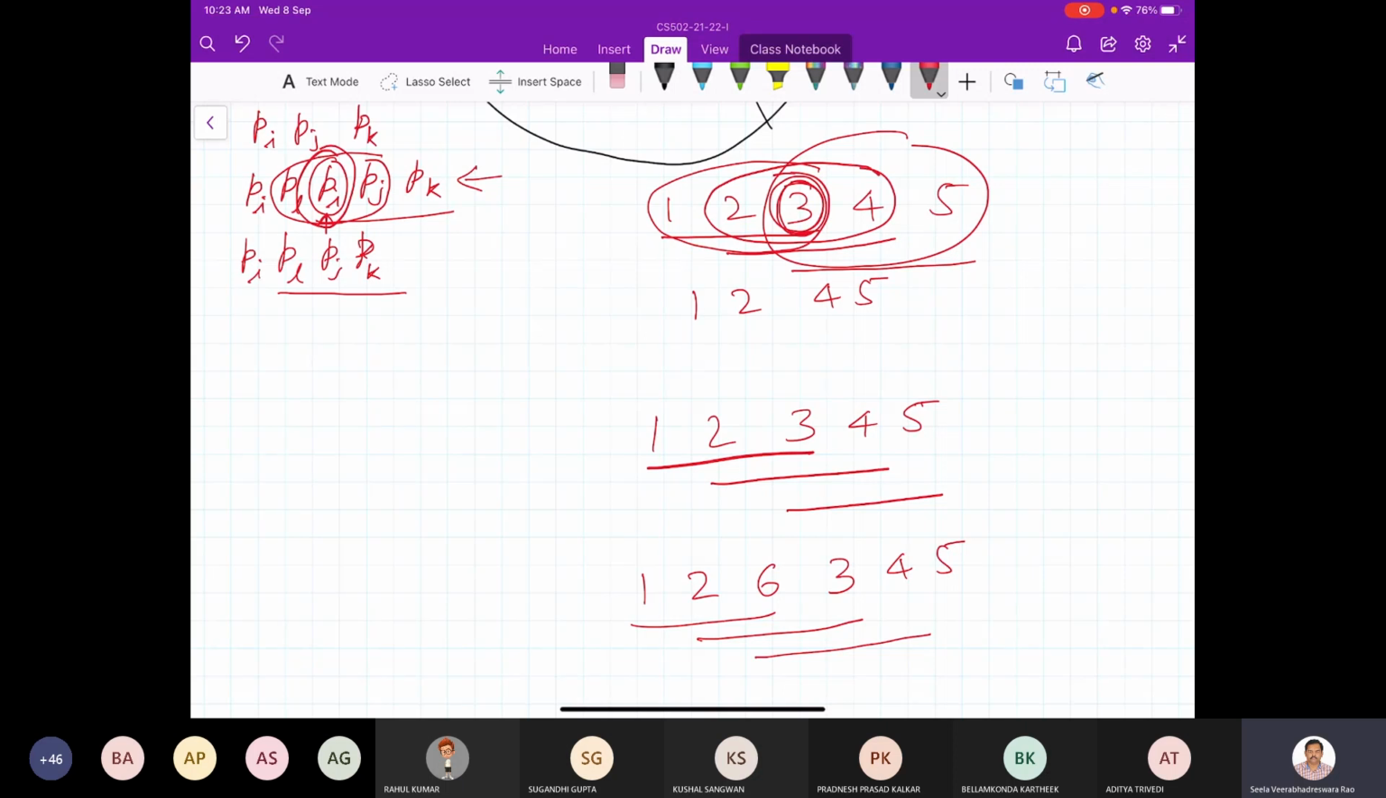But by inserting this 6 here between 2 and 3, this 1, 2, 3 is no more a valid circle event. Similarly, 2, 3, 4 is no more a valid circle event because those are no more 3 consecutive parabolas. So the circle events corresponding to these 2, we have to remove from the event queue.